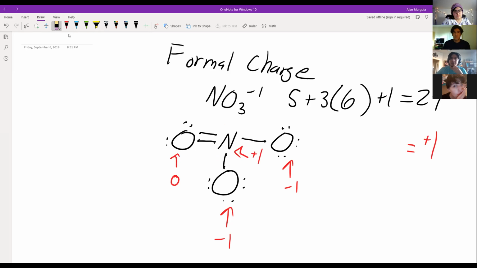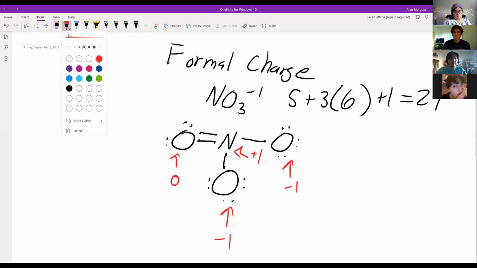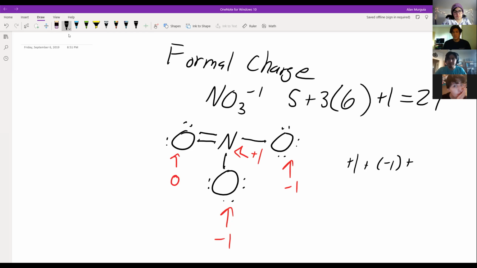So now we need to know what the overall charge is. What you would do is add all of our formal charges together. So here we have positive 1 plus -1 plus -1 plus 0. And what overall charge does that give me? -1. Exactly.